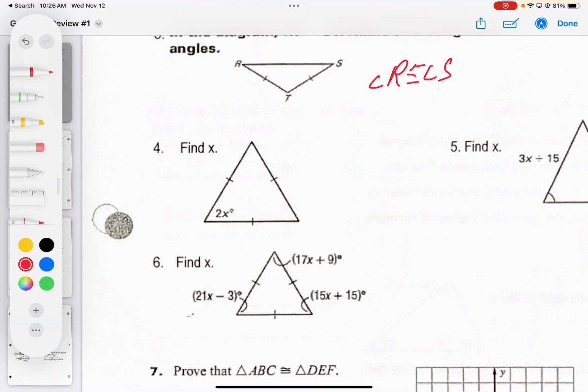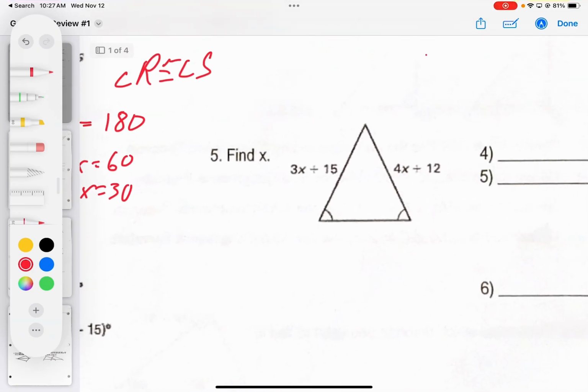Good. So then I would just set 2x equal to 60. Just do it the easy way. And then divide by 2, you get x equals 30. Otherwise, it's 2x plus 2x plus 2x equals 180, and then solve it that way. Either way, it'll get you the same answer. Okay? All right, what about number 5?